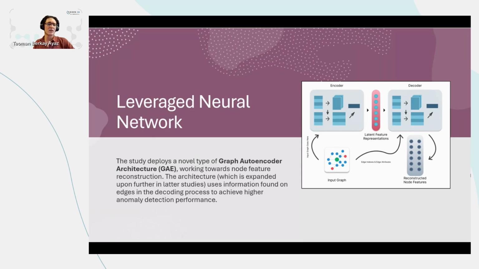So the graph neural network architecture we leveraged in the study is a novel type of graph neural network architecture, which leverages the information found on edges during the decoding process, aiming to increase the reconstruction performance. By doing so, the aim is to achieve a higher anomaly detection performance.